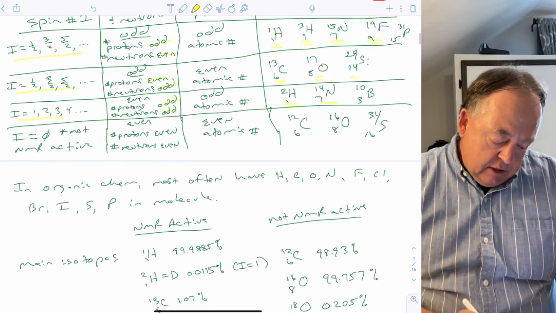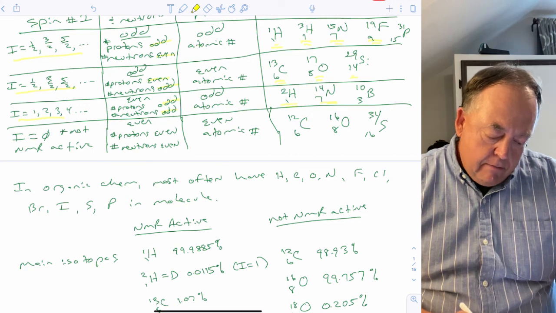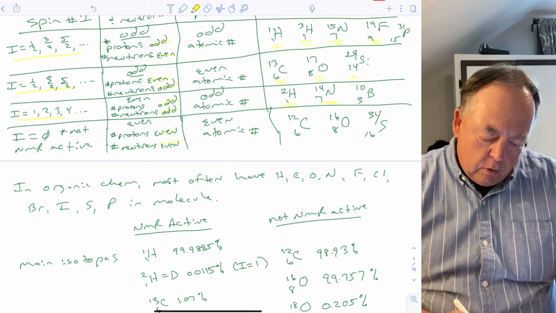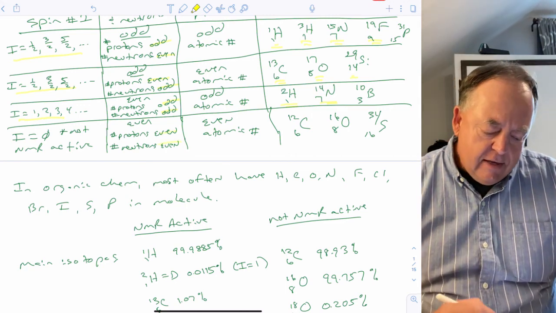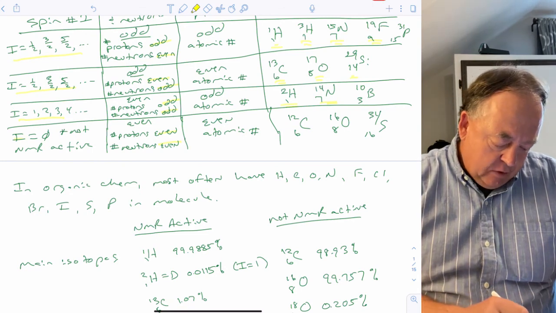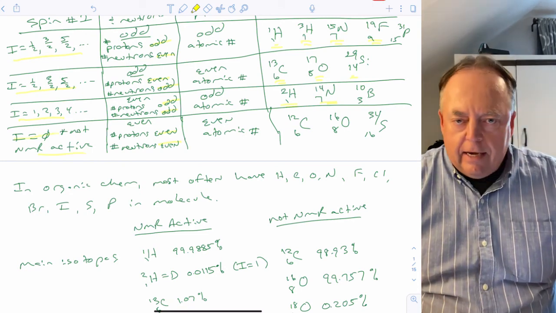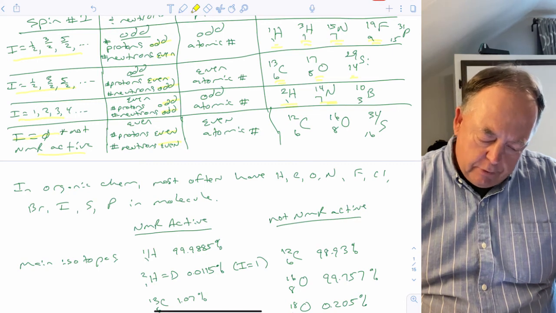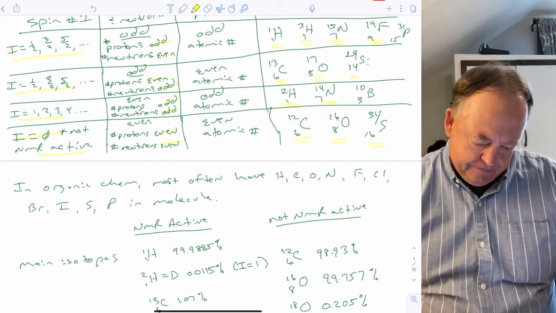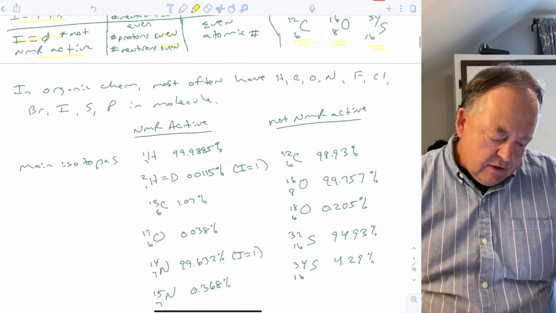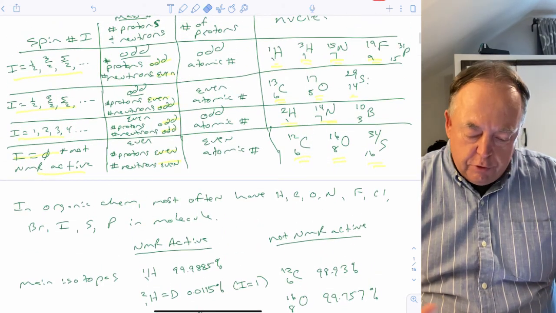And the other scenario is when you have an even mass number, you could have an even number of protons and an even number of neutrons. In that situation, I is equal to 0, and those nuclei are not NMR active. Examples would be carbon 12, oxygen 16, sulfur 34. So you can do NMR on lots of different nuclei.